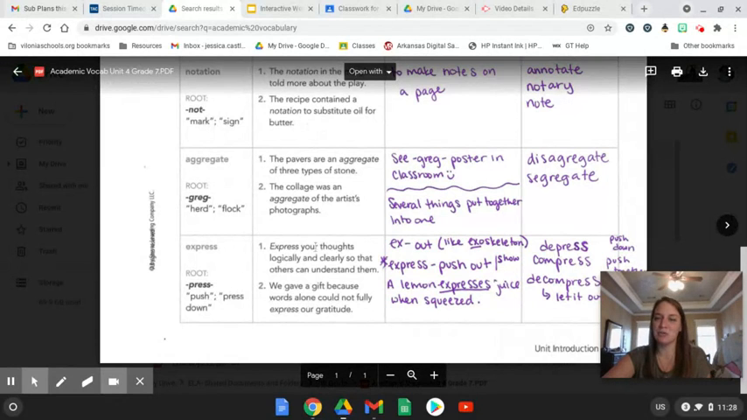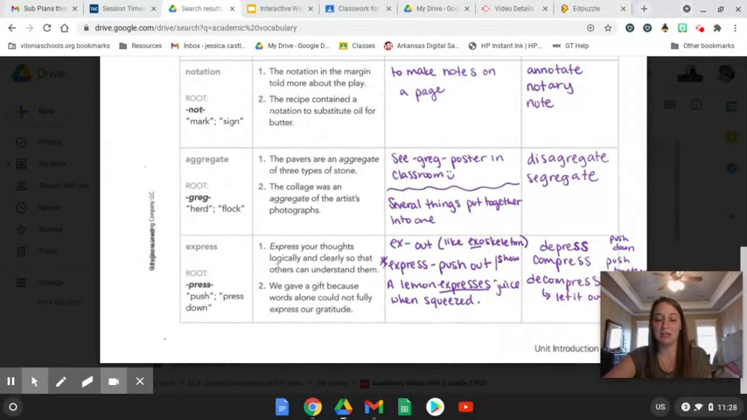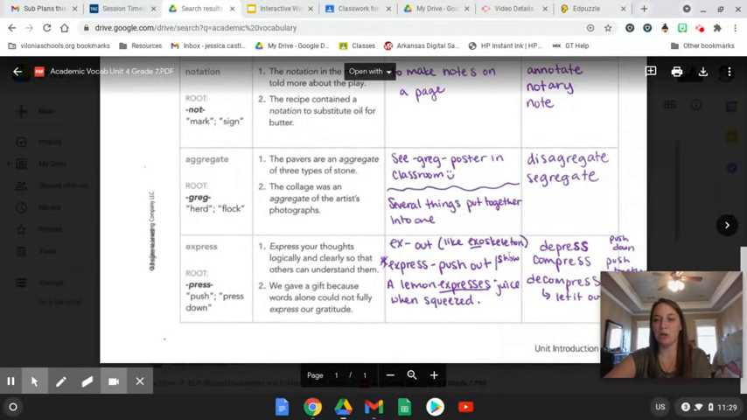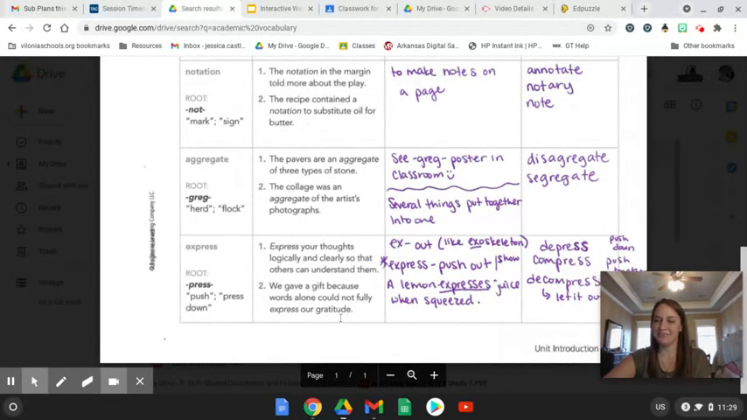So the juice comes out of it. It says, express your thoughts logically and clearly so that others can understand them, so that they're coherent. So it's saying, put your thoughts out there in a logical manner so they can be understood. We gave a gift because words alone could not fully express our gratitude, meaning the words that we were able to put out were not enough to show our gratitude.